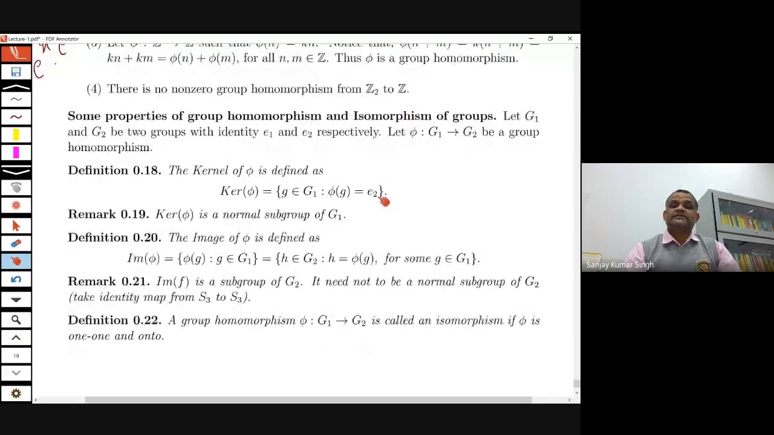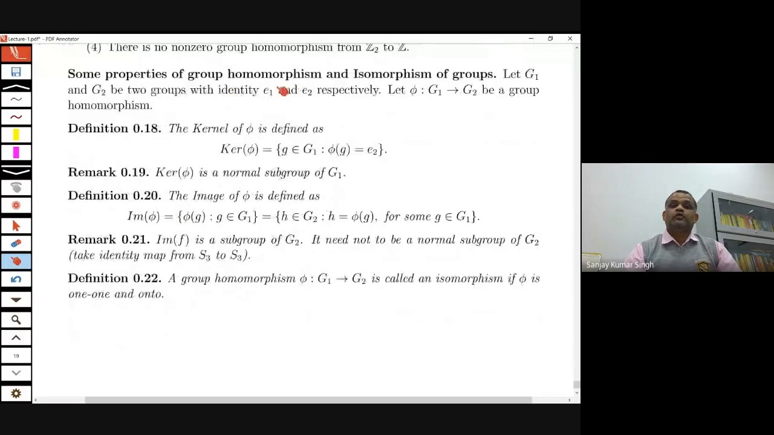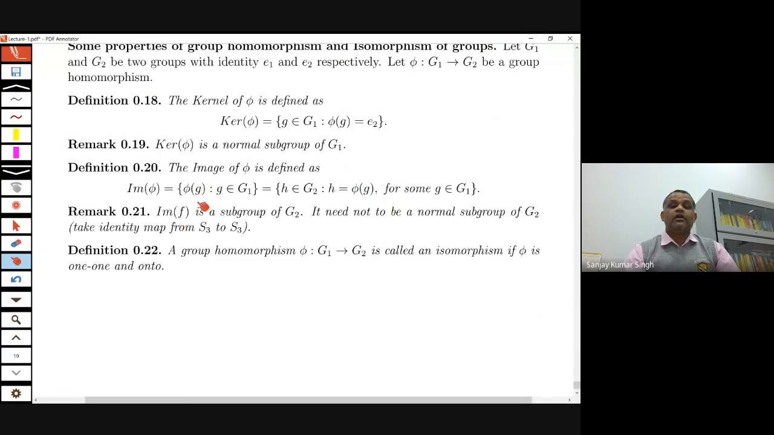And there are two nice sets corresponding to any group homomorphism. One is called the kernel, which is the collection of all g in G1 such that phi(g) is equal to e2. And the image is the set of all elements of the type phi(g), which are the images of elements in G1. And these two sets are very nice. Actually, they form groups. And more, the kernel of phi forms a normal subgroup, but the image is not necessarily a normal subgroup.